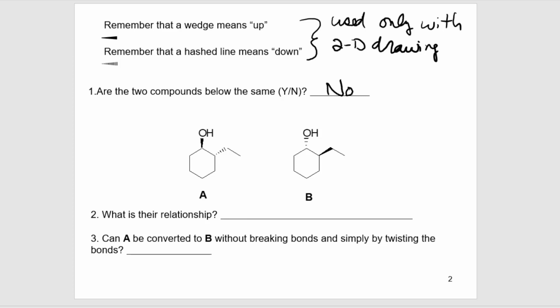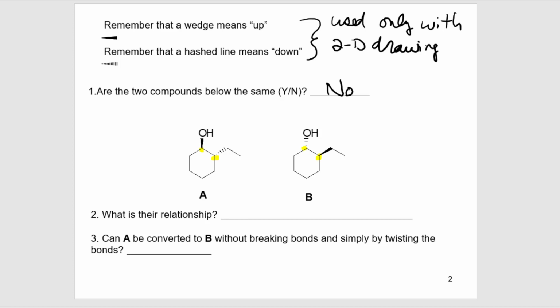If you try to overlay them, just take B and try to overlay it on top of A, they won't overlay because of the stereochemistry at the two chiral centers. There are two chiral centers. Each of these is a chiral center. And then there's no internal plane of symmetry, so they're not meso compounds. So indeed, these are different molecules because each one of their wedge hash is the opposite.